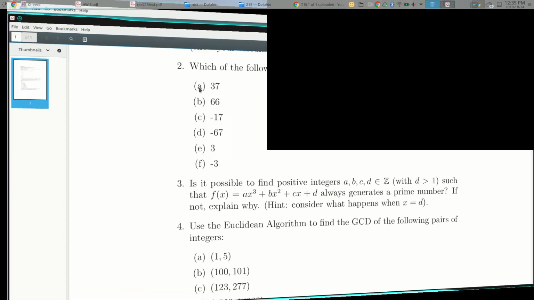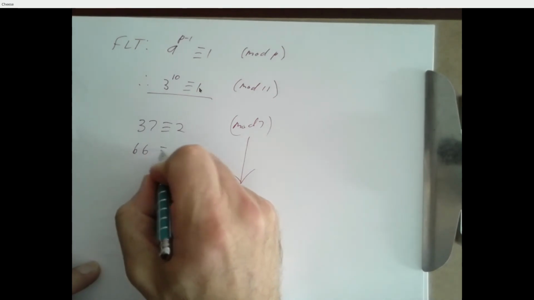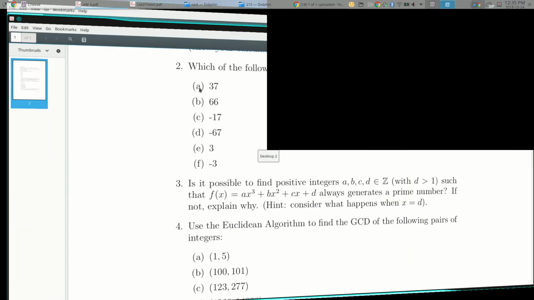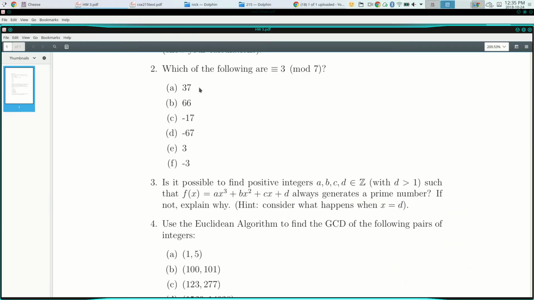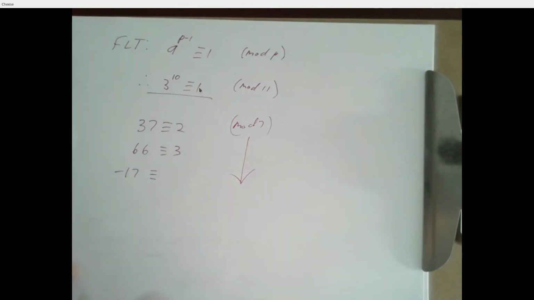So what about 66? Right, because 7 times 9 is 63, so that's 3 more than a multiple. What about negative 17? That's negative 4. It's positive 3. Negative 4, so it's positive 3. Yeah, so positive 3, positive 3.